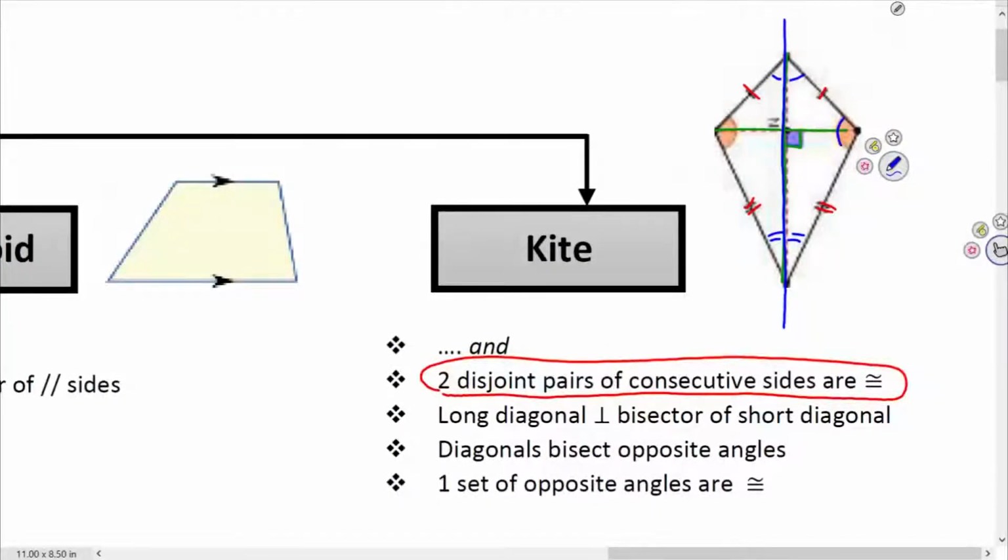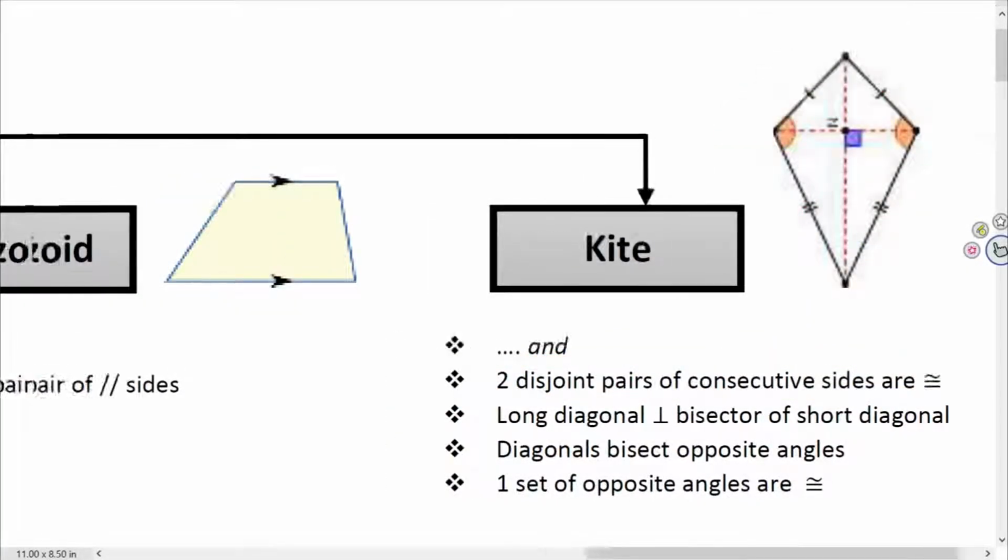I get these angles are congruent. Okay, you have symmetry left and right. Okay, and that will give you a lot of the other properties about a kite. Okay, so those are the properties of the 7 quadrilaterals.